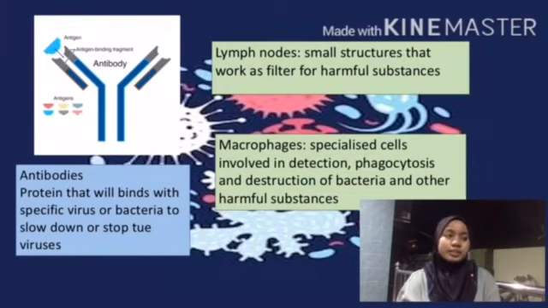So the next one is antibodies. Antibodies are proteins that will bind with a specific virus or bacteria to slow down or stop the viruses. The next one is lymph nodes, which are small structures that work as filters for harmful substances. And the last one is macrophages. Macrophages are specialized cells involved in detection, phagocytosis, and destruction of bacteria and other harmful substances.